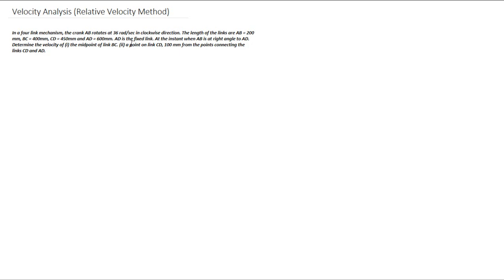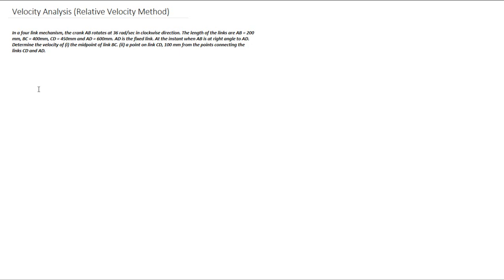The lengths of the links are AB equal to 200 mm, BC equal to 400 mm, CD equal to 450 mm, and AD equal to 600 mm. The link AD is fixed, and at the instant when AB is at a right angle to AD, determine the velocity of 1. the midpoint of link BC, 2. a point on the link CD which is 100 mm from the point connecting the links CD and AD.